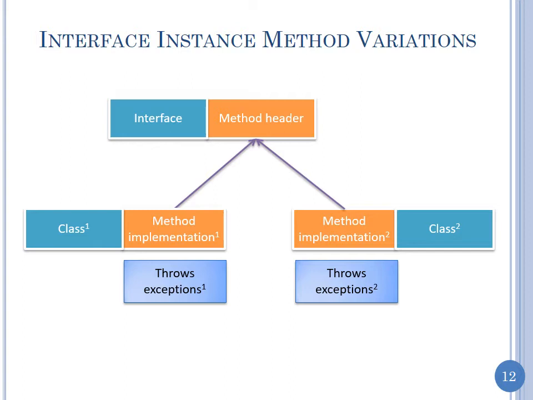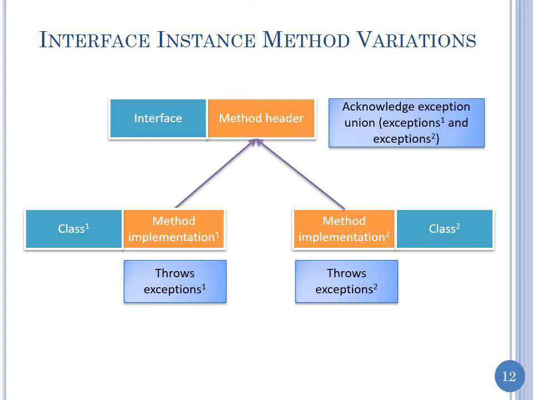So an interface can be implemented by multiple classes, and those classes can have method implementations that throw different kinds of exceptions. Okay, so here I have a method header interface being implemented by method implementation 1 in class 1 and method implementation 2 in class 2. And one throws a set of exceptions that I'm calling exceptions 1, and the other throws a set of exceptions that I'm calling exceptions 2. And what you have to do in the interface is account for both kinds of exceptions. Okay, because either of these two classes can be used for that interface. So you have to acknowledge exceptions that are the union of the two sets.